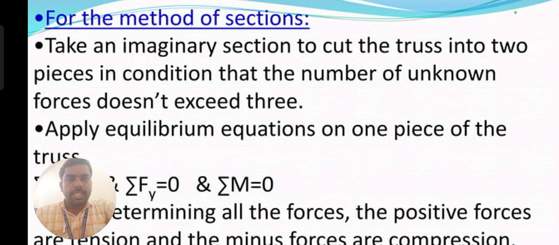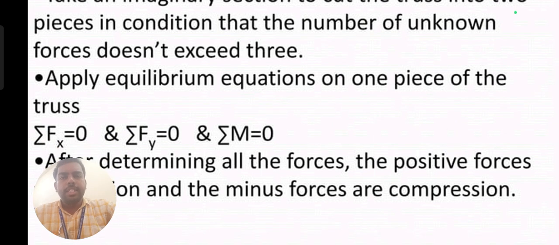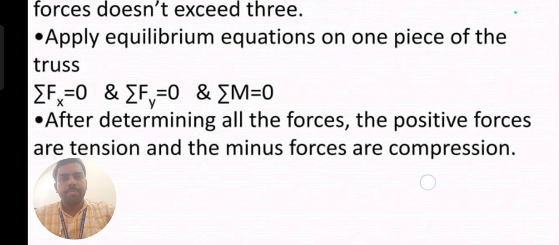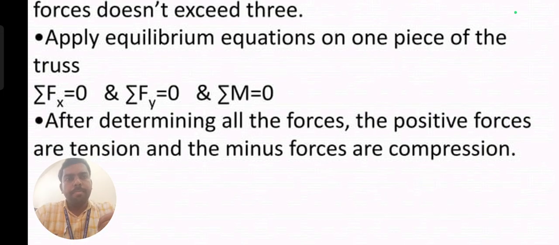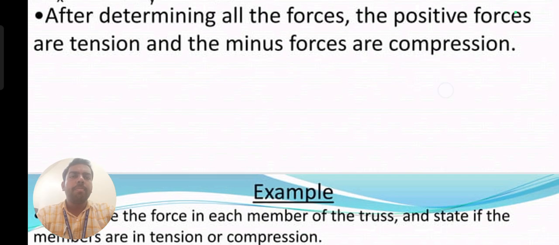For the method of sections, take an imaginary section to cut the truss into two pieces, on the condition that the number of unknown forces does not exceed 3. What are the three? The sum of the external forces in the x direction is 0, the sum of the external forces in the y direction is 0, and the sum of the moments is also 0. These three equilibrium conditions are applied to one piece of the truss. After determining all the forces, the positive forces are tension and the negative forces are assumed to be compression.